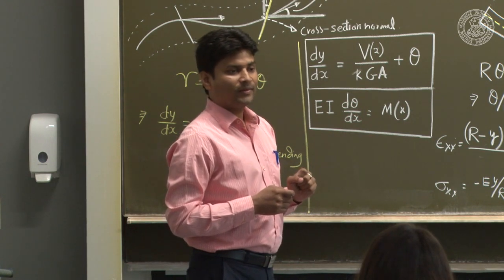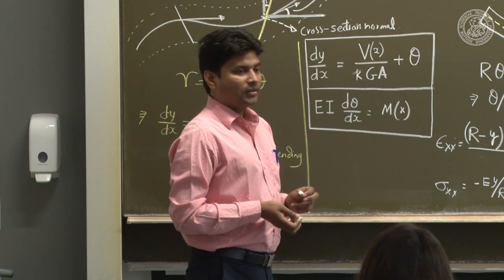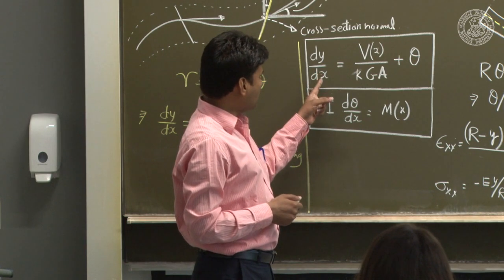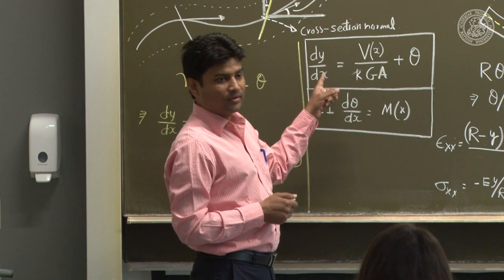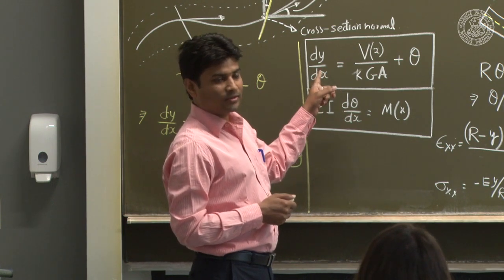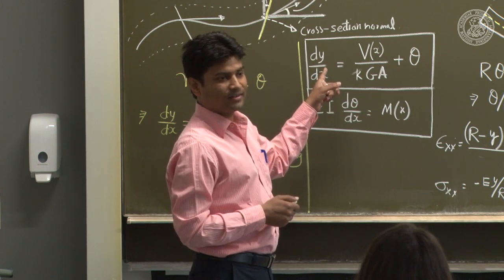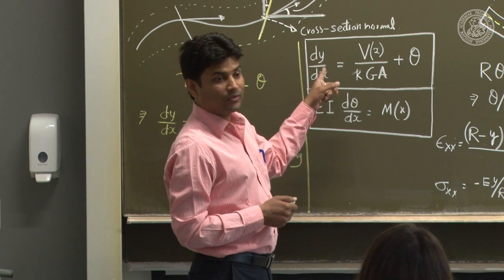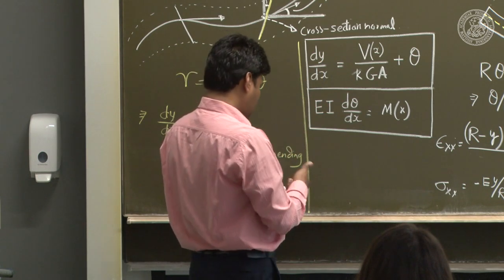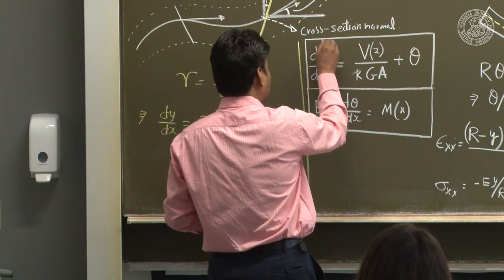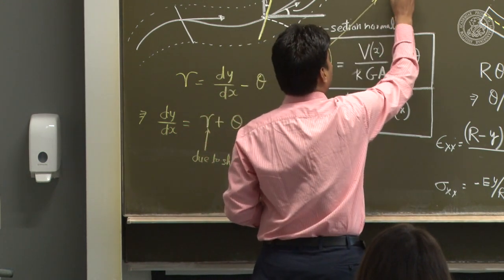Our initial assumption of dy by dx is small. That is one approximation we initially made and then we continued. Yes, our initial assumption of dy by dx, which is slope, not curvature, being small. If that were not the case, what should you have written here? Tan inverse dy by dx. So you already have a very big assumption over here, right? So this should have been tan inverse dy by dx.